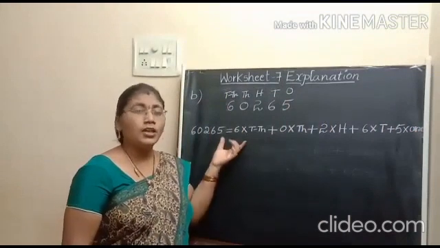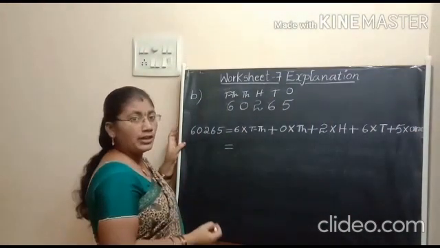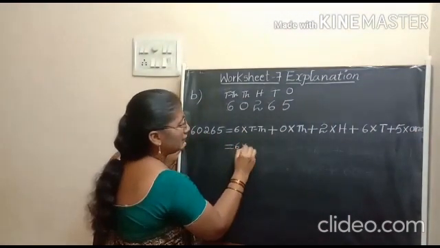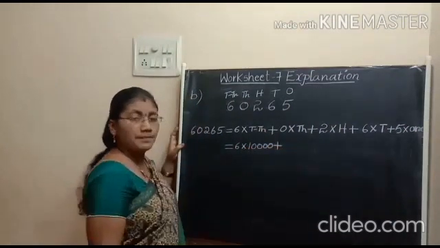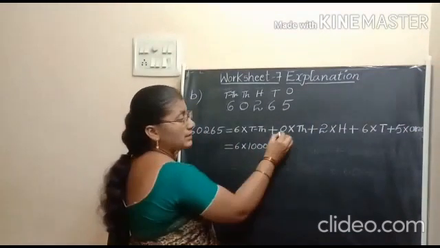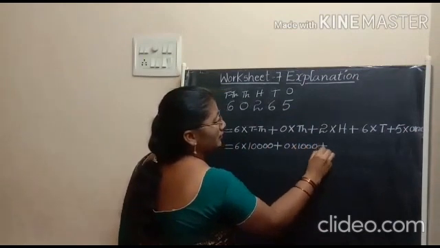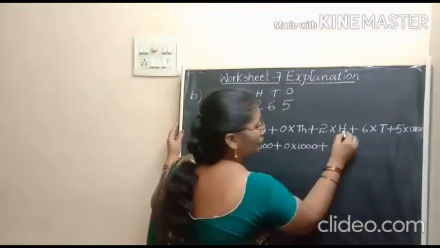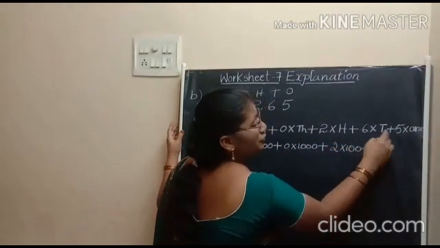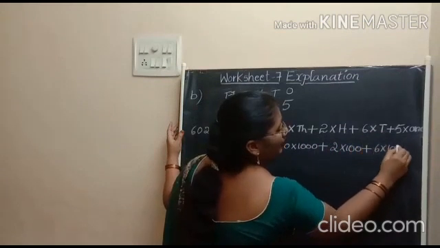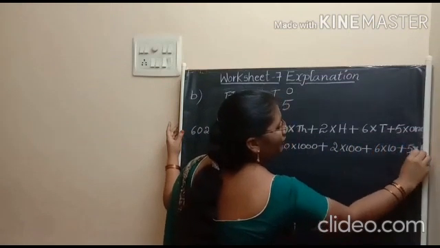Now I am taking numerical form. 6 into 10,000. 10,000 has 4 zeros. 0 into 1000. 2 into 100. H means 100. Plus 6 into T means 6 into 10. Plus 5 into 1.